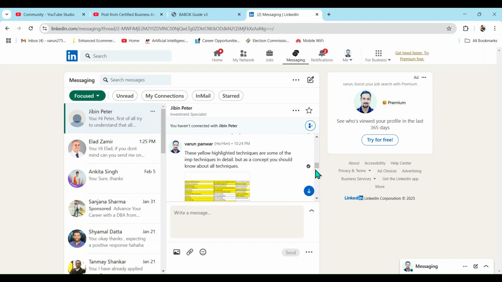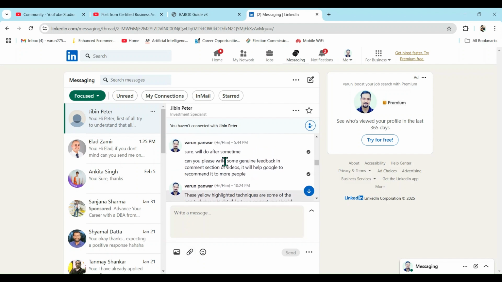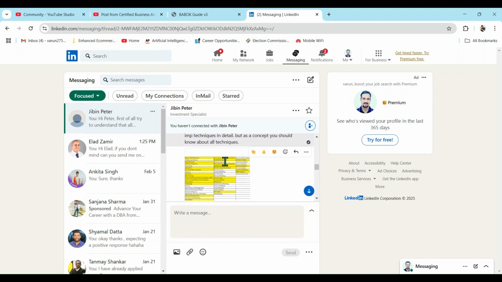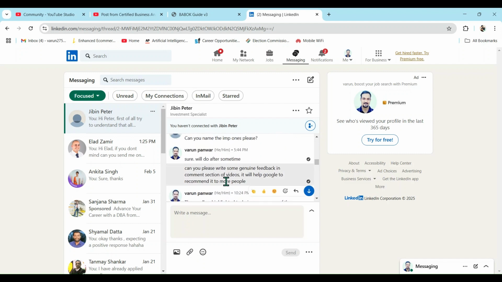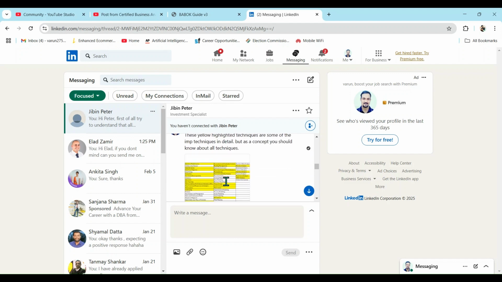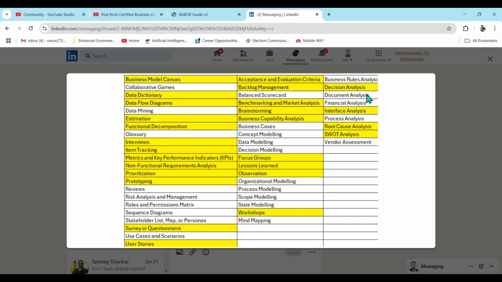So he has asked if I can make it bigger or not. I don't think so. So here he has asked what are the important techniques for the preparation for ECBA. I have recommended these highlighted techniques that he can go through in detail, but for the rest which are not highlighted, he must have some high level knowledge about those.